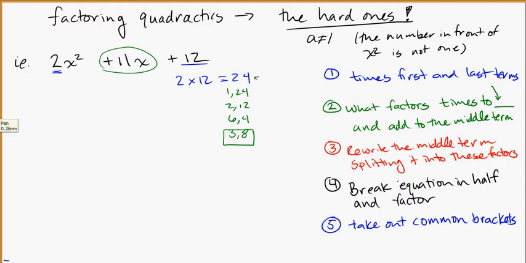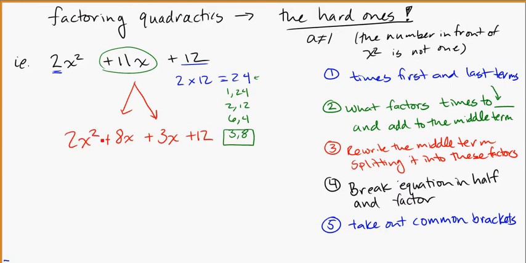So in step 3, we need to rewrite the middle term, splitting it into these two factors. So instead of writing 11x, we're going to write 8x plus 3x. So I've literally split the 11 into two different terms, because remember 8x plus 3x is actually equal to 11x as well. And we still have the plus 12 on that end, and the plus 2x squared at the front.